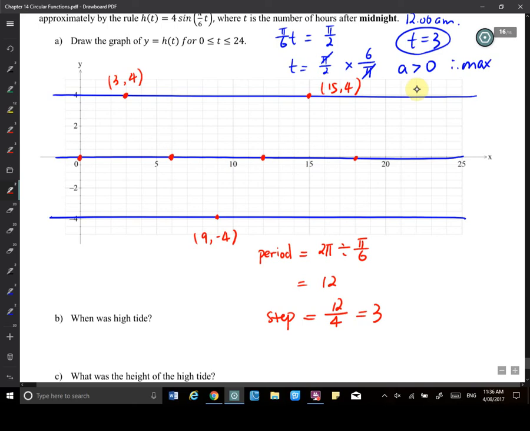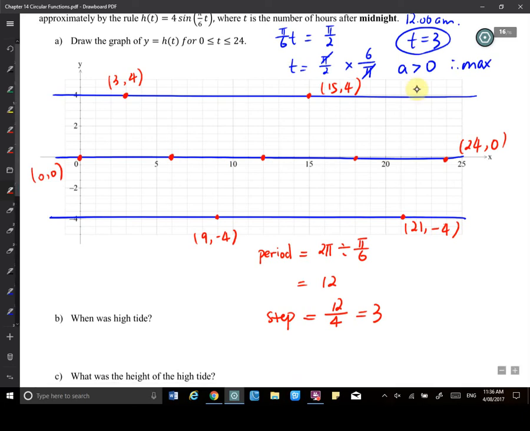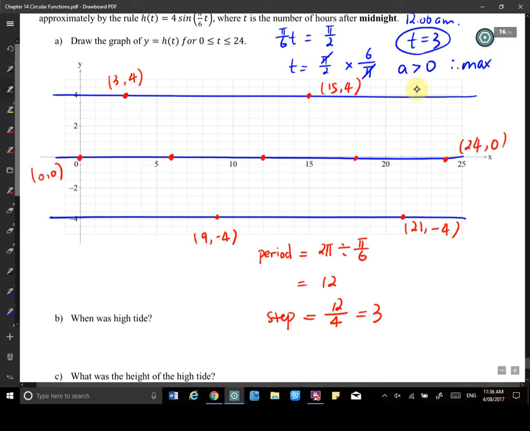Plus another 3, you have 18, 0. Plus another 3, you have 21, -4. And plus the last 3, you have 24, 0. That's the end point, because it's asked me to sketch for 0 to 24, which is 1 day. So the shape of the graph will be this.